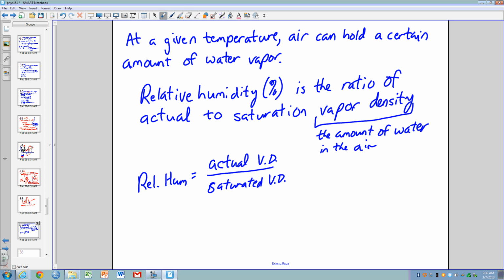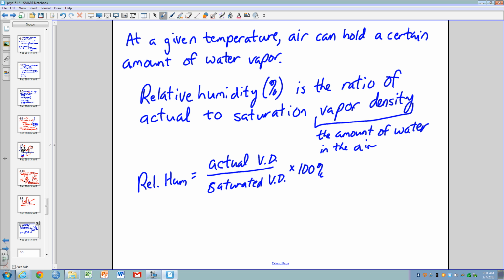Okay, so the actual vapor density over the saturated vapor density, and then in order to make it into a percentage, it's just times 100%. There weren't any homework problems on this, and you won't have to do any calculations with it, but you do need to know what relative humidity is. The actual vapor density is how much water there is in the air, and the saturated vapor density is the total amount of water that the air can hold.